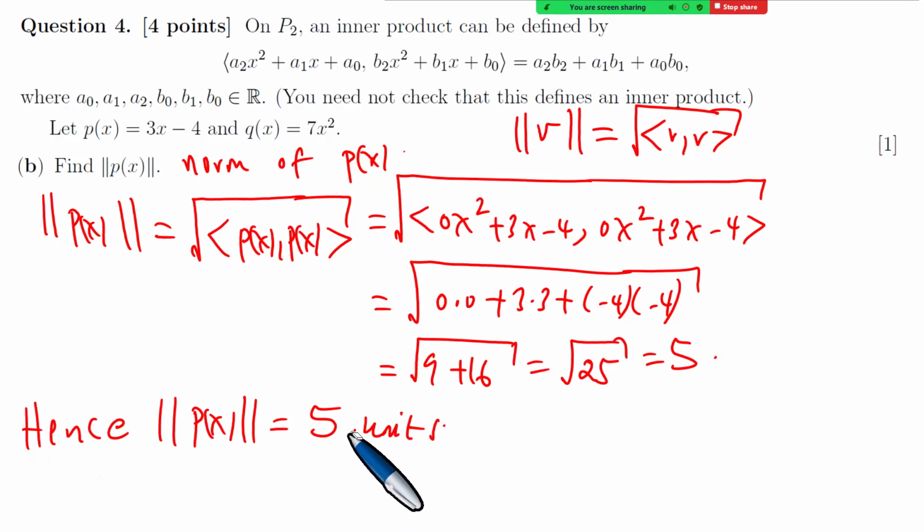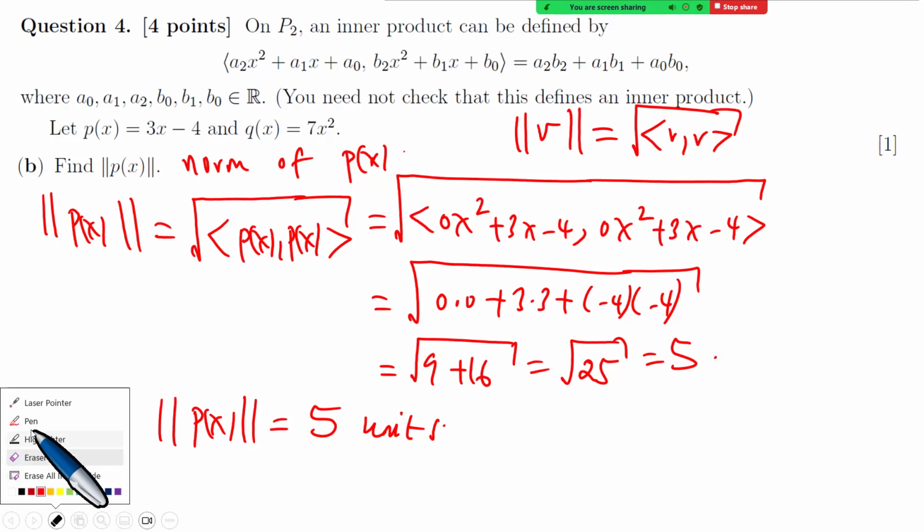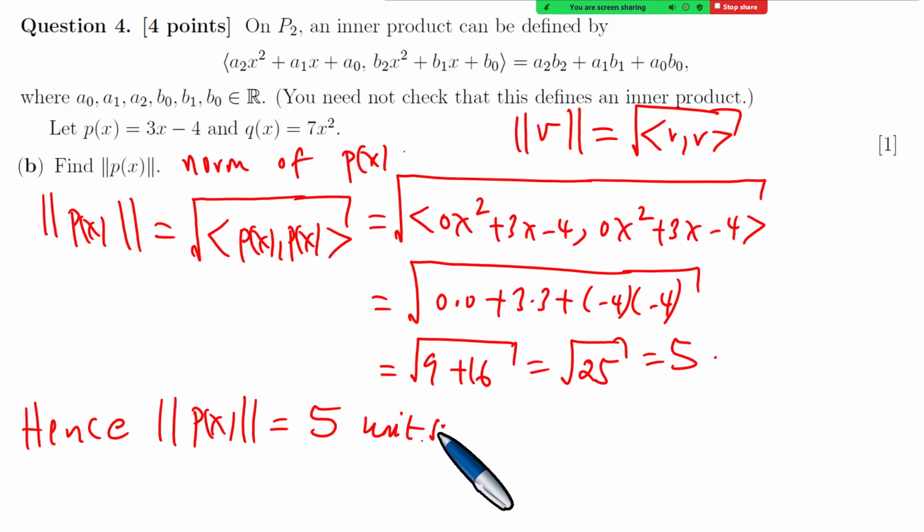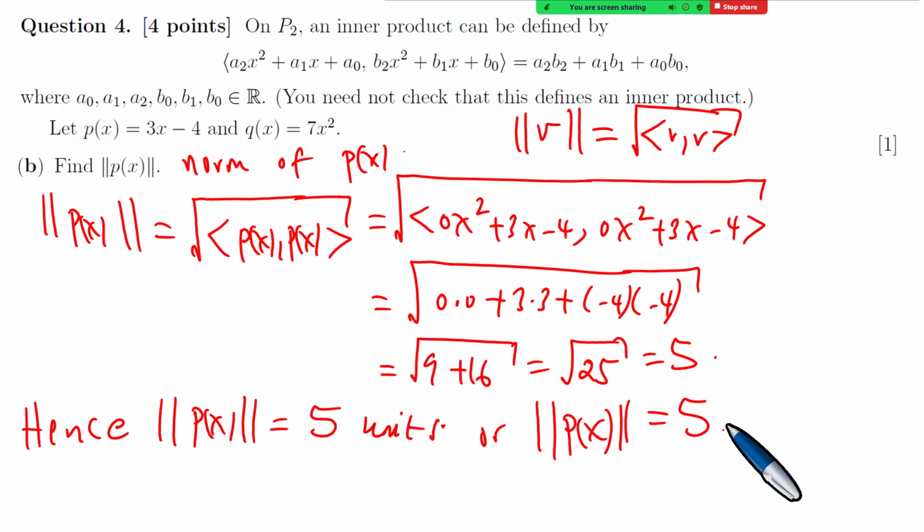So now you can say the length is actually 5 units, but because this is pure mathematics, not applied math, you can just write the 5 like that, even without the units. They're just interested in the numbers. It's not a lot of analysis in terms of what the meaning of this is. There's notation and what comes with that. So we've found the length of the polynomial p of x, and the length is 5.